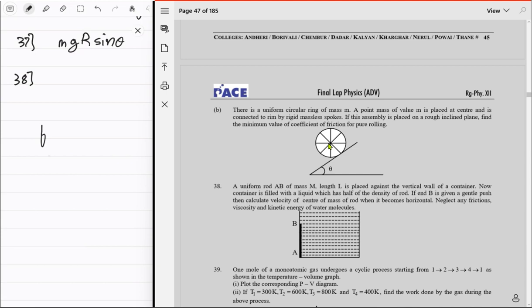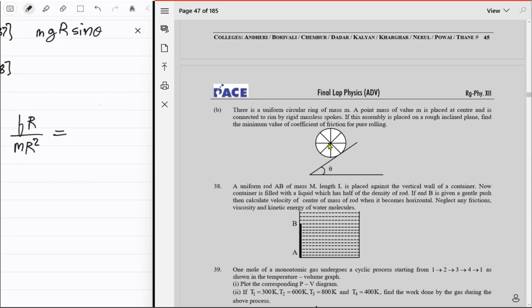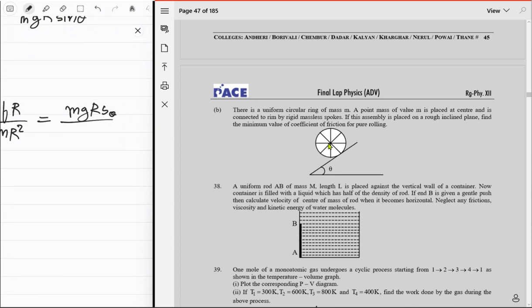Exactly. So the torque about it, f r upon this guy's inertia, which is mr squared. This is equal to, about the contact point, just mg sin theta times r, mg r sin theta upon its inertia, which is mr squared plus mr squared, like 2 mr squared, but one more mr squared, like 3 mr squared. Got it.